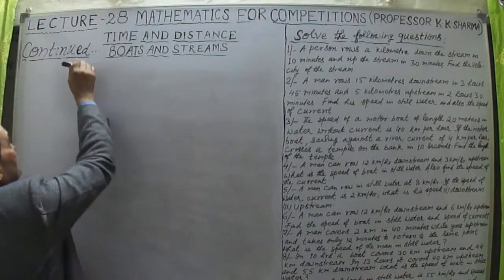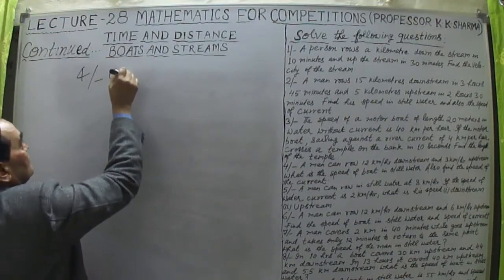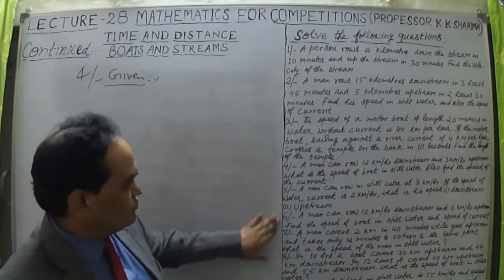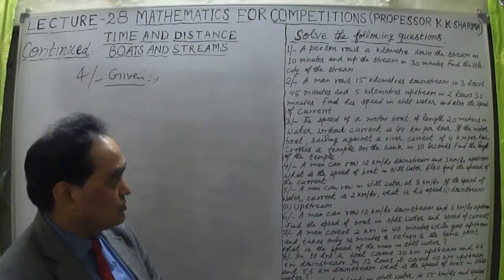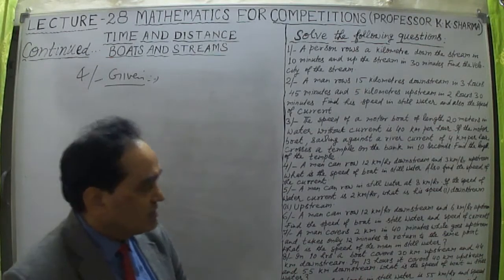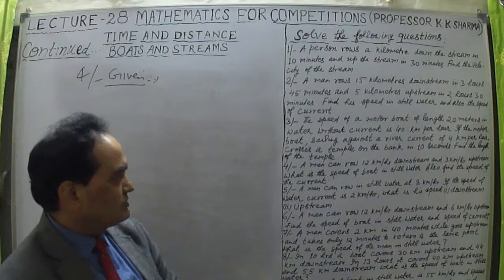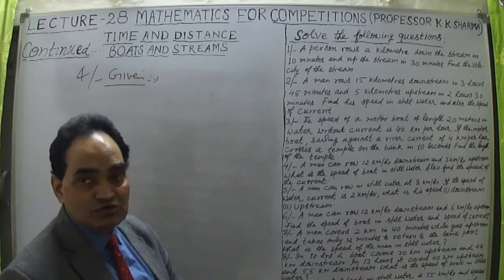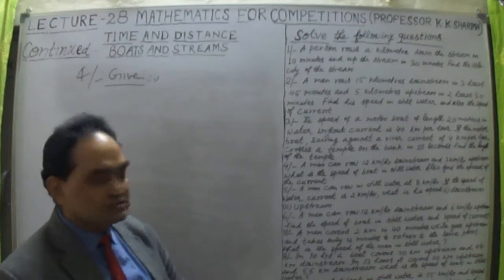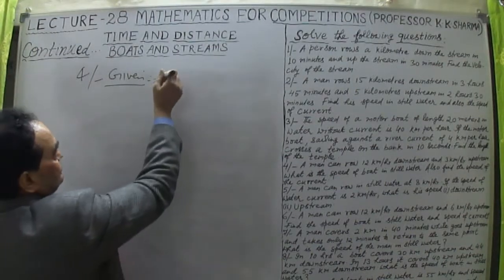Question number 4 now. What is given to us? A man can row 12 km per hour downstream and 3 km per hour upstream. What is the speed of the boat in still water? Also find the speed of the current. Simple question.